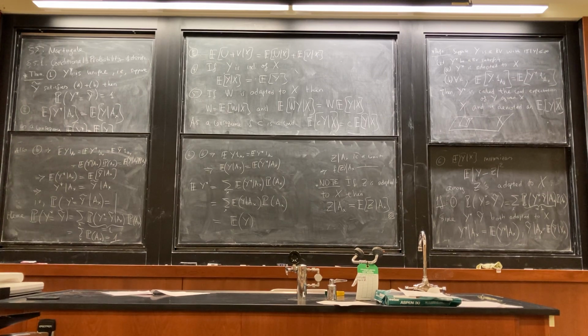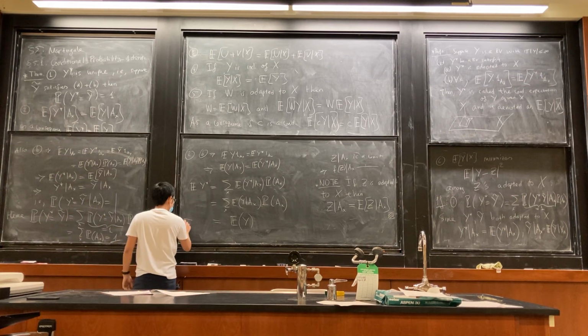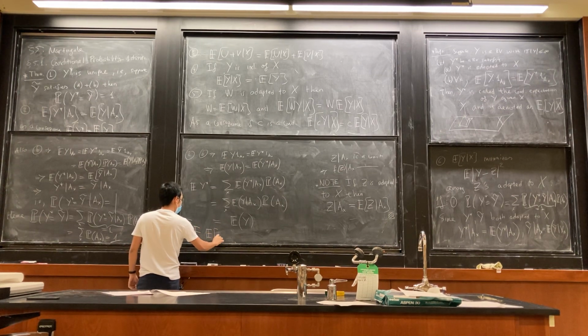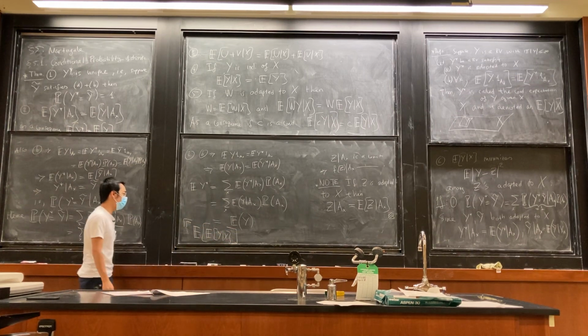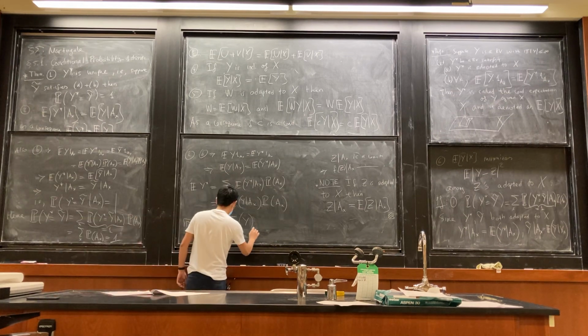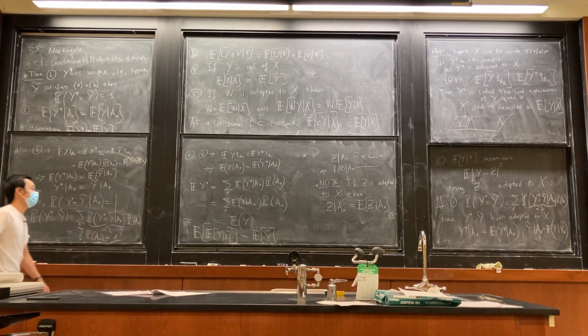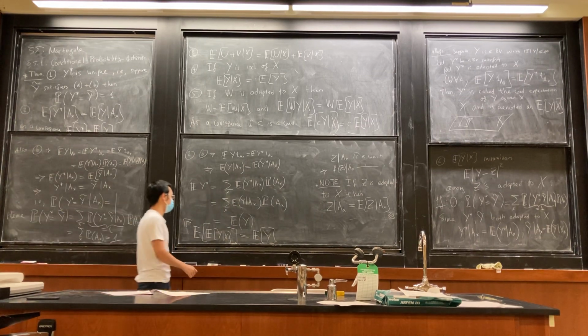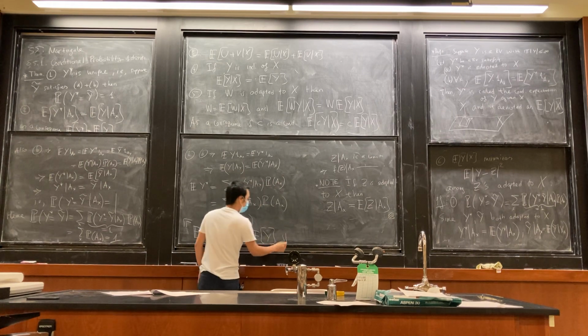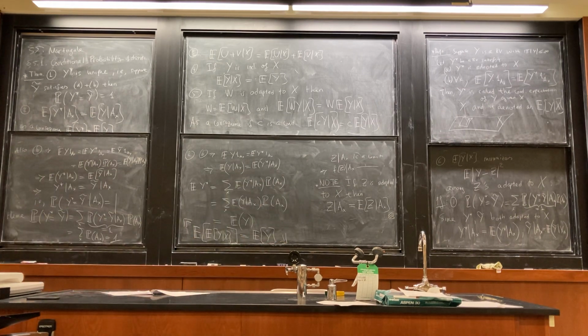That is also the very well known property that is written in this way: the expected value of the expected value of y conditioned on x is the expected value of y. So this is a very popular formula for conditional expectation.